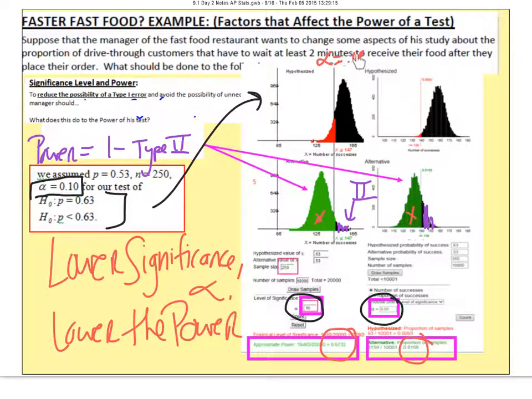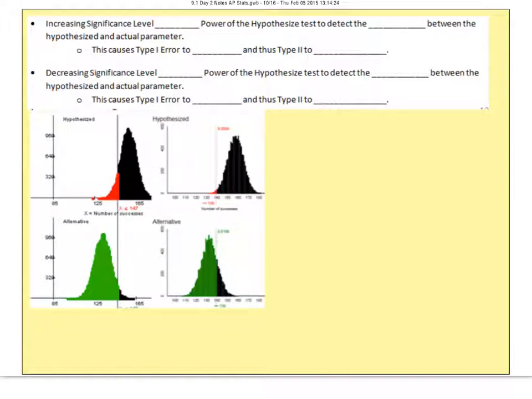If we lower the alpha, we know that the type 1 error will get smaller. Well, if type 1 error gets smaller, we know type 2 error has to get bigger. Well, if the type 2 error gets bigger, 1 minus a bigger number will cause the power to actually go down. So let's just make some conclusions about significance and power.